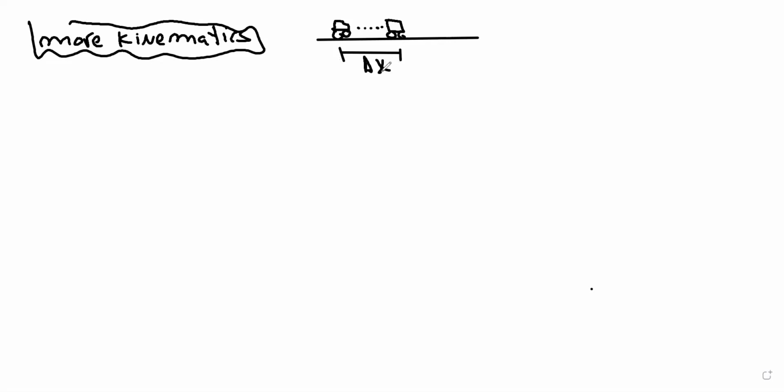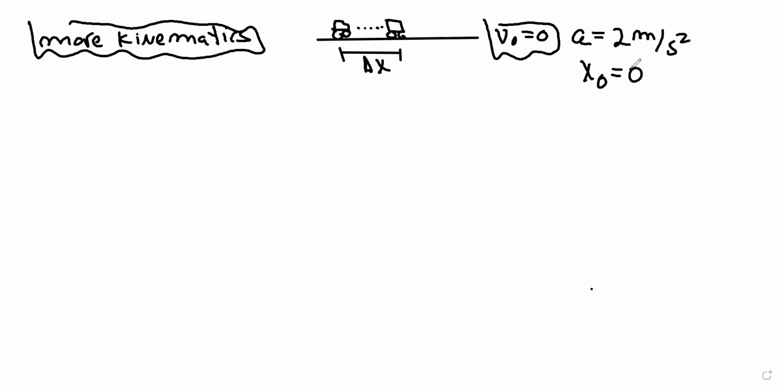And it starts to move from rest, so the initial velocity is going to be 0. And it's moving with constant acceleration, which is going to be 2 meters per second squared. It starts to move from x naught equal to 0, which is the initial position. We're going to do a graph for the times 1, 2, and 3 seconds. So let's see how this looks.